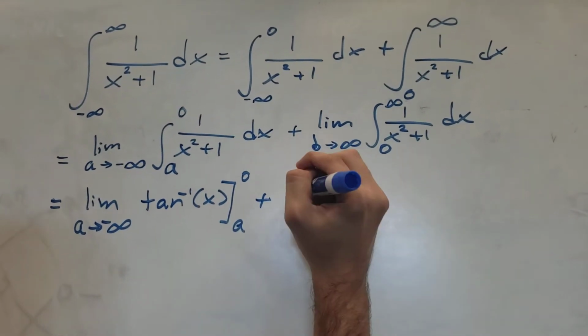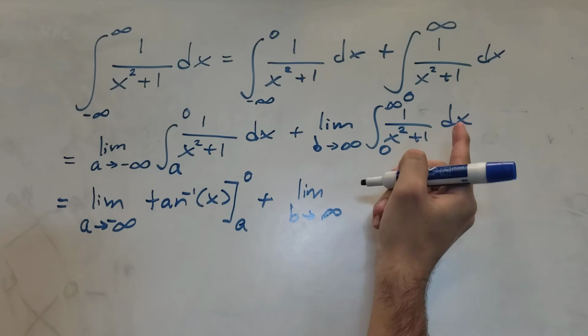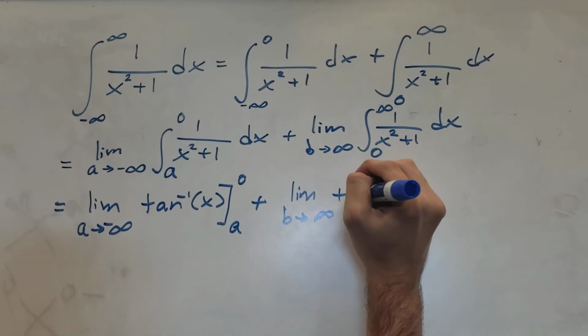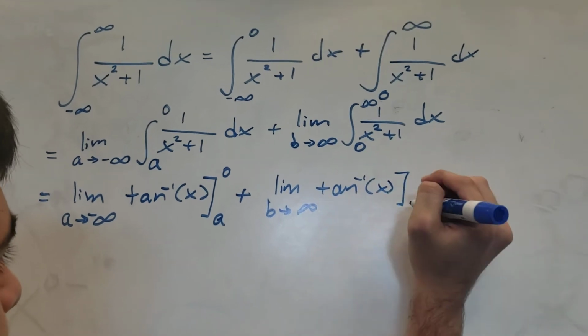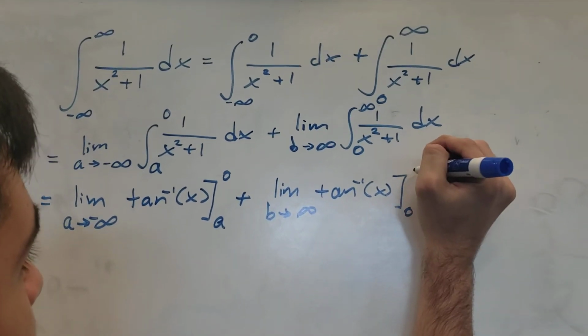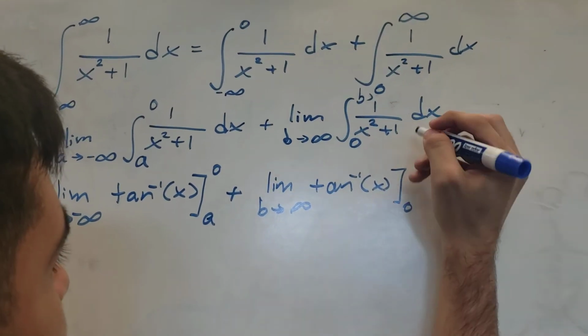We basically do the exact same thing. The limit when b goes to infinity of, we know that integral, we're basically going to do it again. And we're evaluating this from 0 to, whoops, I was supposed to write b here. Sorry. We're going to evaluate from 0 to b.